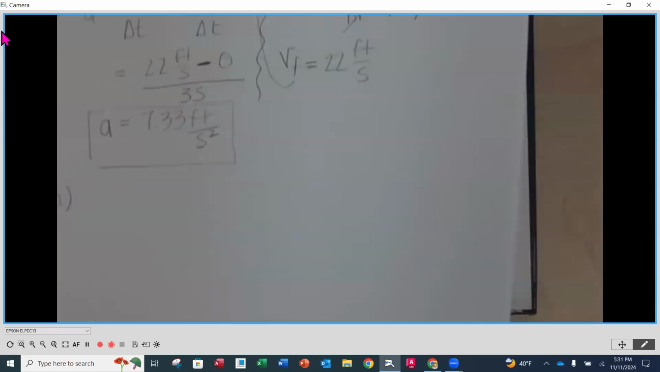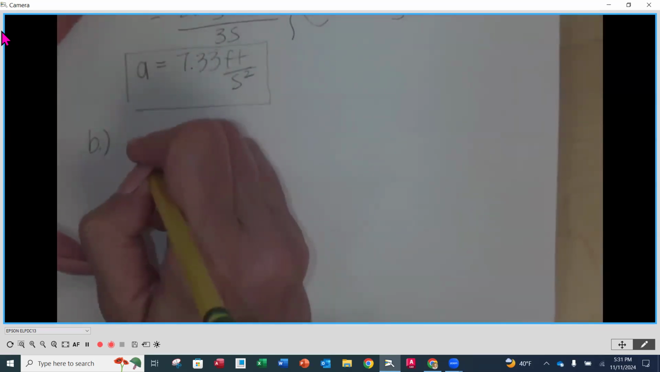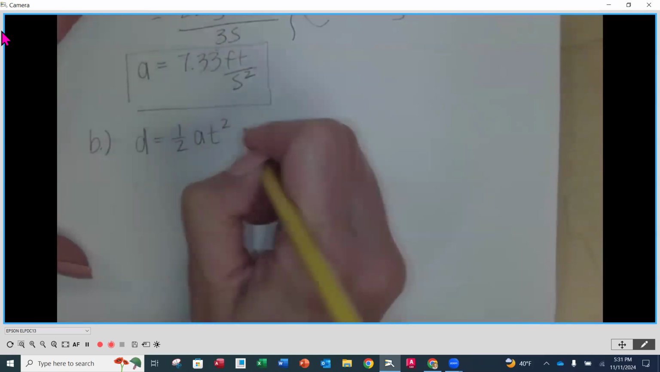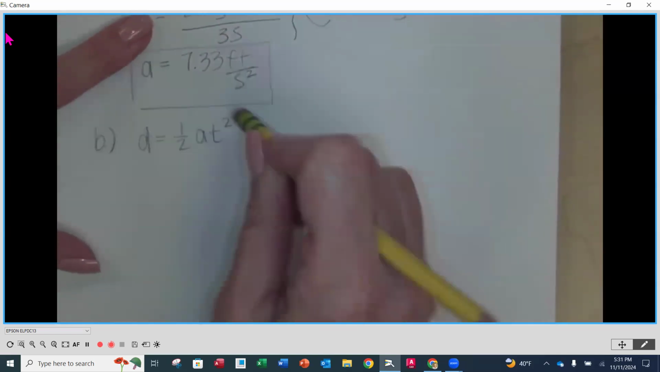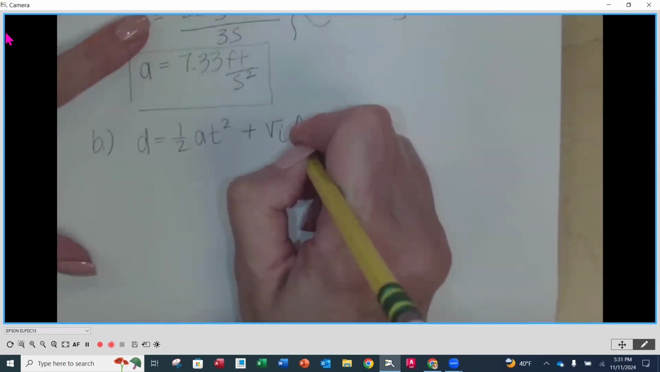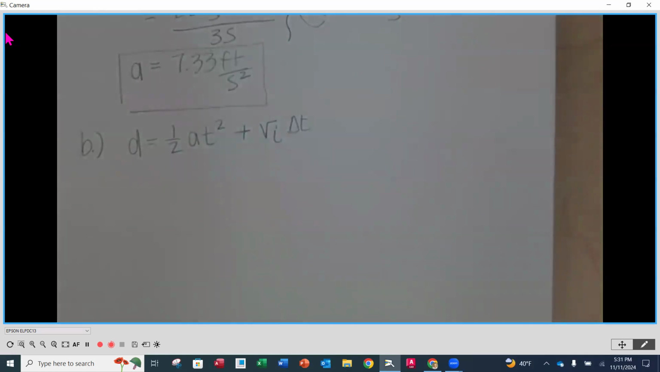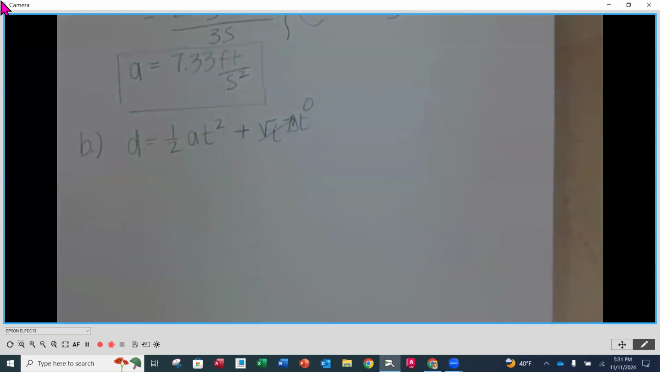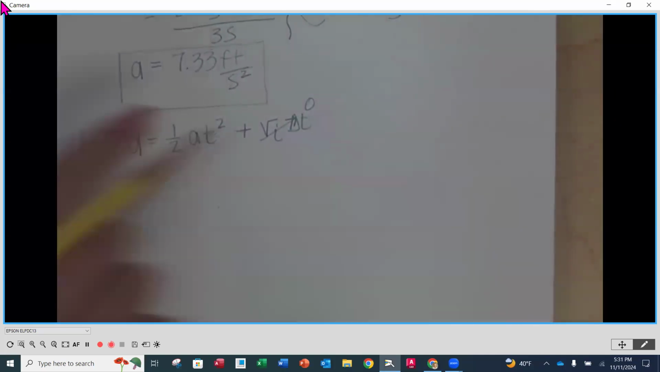So at the top of page 171, the equation is going to be 1/2 times the acceleration that we just calculated times the time squared plus velocity initial times the time. So we're going to write our equation out in variable form first. D is equal to 1/2 AT squared plus velocity initial times the change in time. Now, because we're assuming our velocity initial is 0, 0 times whatever time, the 3 seconds, is still going to be 0. So the ending part here is going to go to 0.